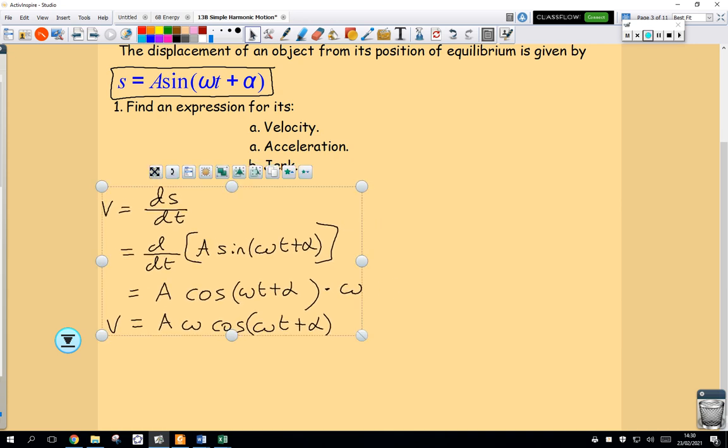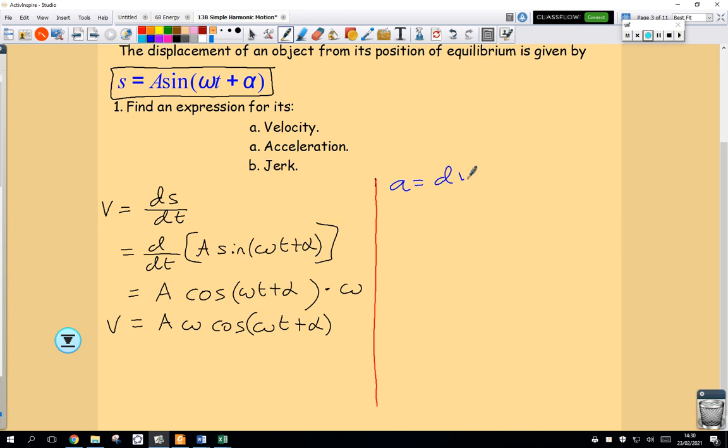And now I'm going to find an expression for displacement, or for acceleration, apologies. I'm going to find an expression for acceleration. What do we know about acceleration? Well, we know that the acceleration is the derivative of velocity with respect to time. So I'm going to take the derivative of this. Again, a omega is a constant, so I can factor that out and just take the derivative with respect to t of this cosine part, cosine of omega t plus alpha.